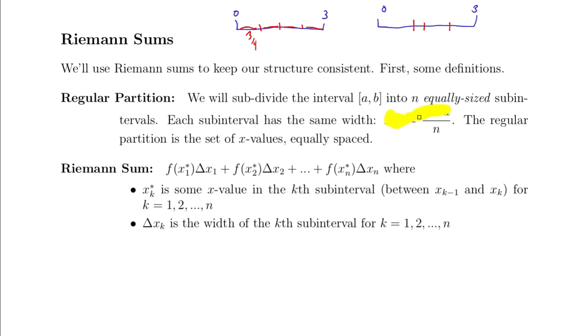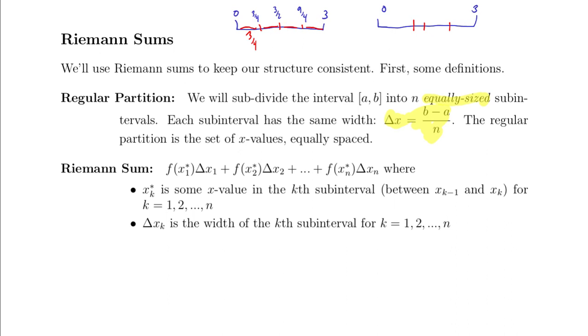So delta x, the width of these, is really just going to be b minus a. That's our ending point minus our beginning point. That's our total width divided by n, the number of rectangles or subintervals that we have. And again, that's going to force these things to be equally sized. The actual thing that we're defining as the partition, though, is the x values. So for us, we said that was 3/4, 3/2, 9/4. So our partition might be 0, 3/4, 3/2, 9/4, 3.